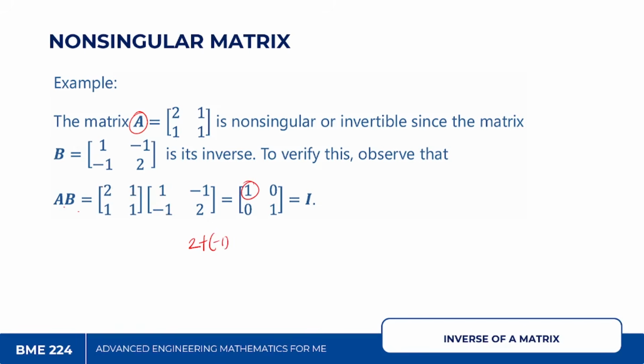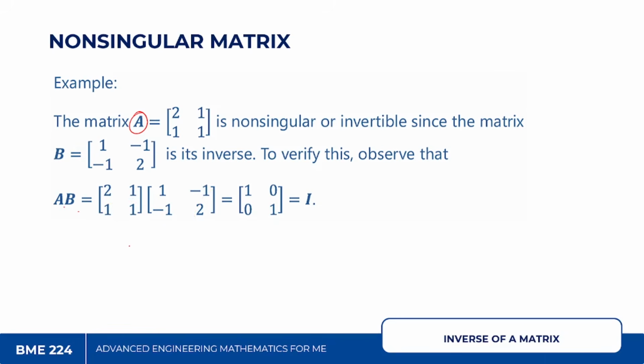And then ito naman ulit, 2 times negative 1 which is negative 2, then 1 times 2 which is 2. So magiging 0 yan. Then we have here 1 times 1, which is 1, plus 1 times negative 1, which is negative 1, which is 0 din. And then for the last one, 1 times negative 1 which is negative 1, then 1 times 2 which is positive 2, which is equal to 1. So nakuha natin na matrix is an identity matrix.